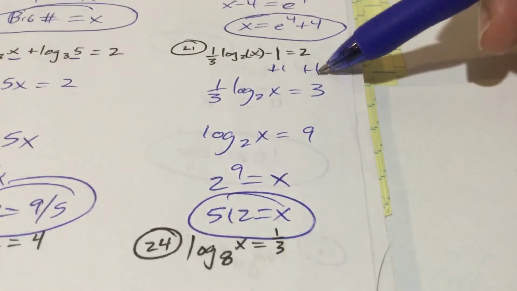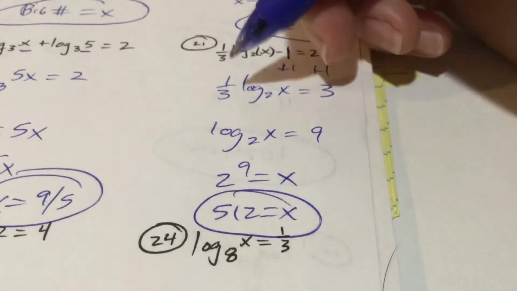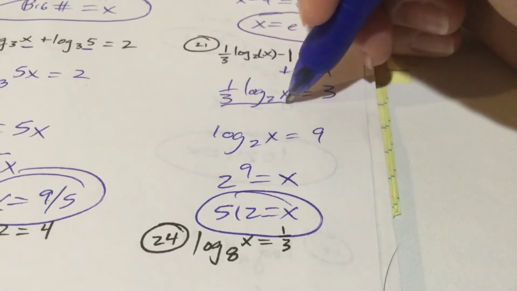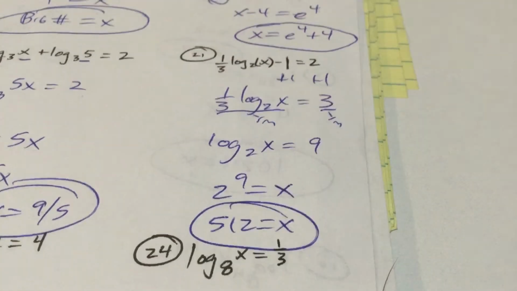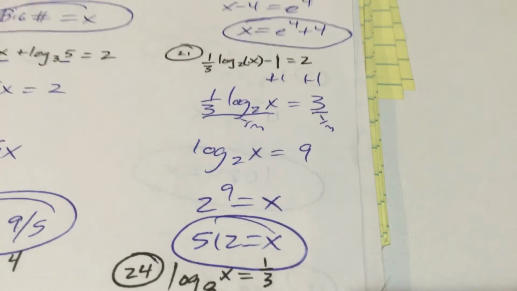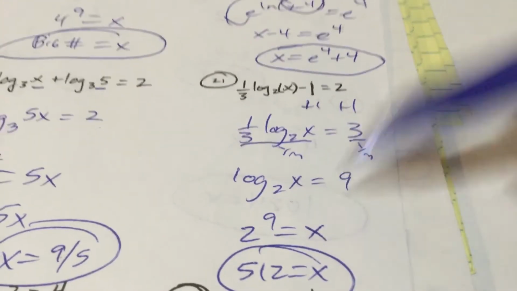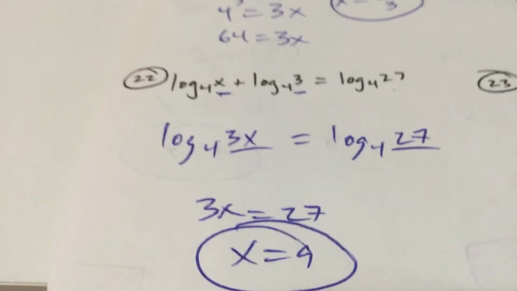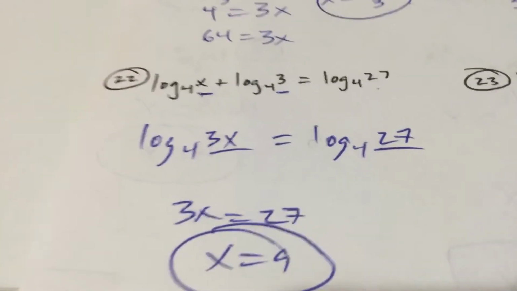This next one, add 1 to both sides. And then you can divide by a third or multiply by 3. I'll just put that we are dividing by a third. 3 divided by a third is 9, because 3 times 3 is 9. Now I have 2 to the 9th equals x. It's 512.